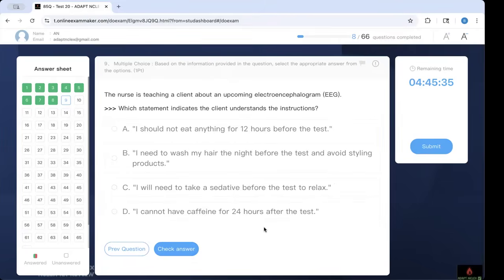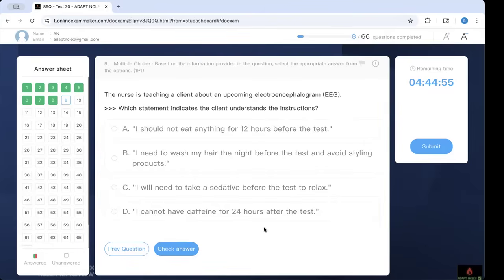And then a nurse is teaching a client about an upcoming electroencephalogram. Which statement indicates the client understands the instruction? EEG means I'm taking a picture of your head. It's like an X-ray. You're checking if I'm having seizures. I cannot eat anything for 12 hours before the test. Well, what do you think? I need to wash my hair the night before the test and avoid styling product. I will need to take a sedative before the test to relax. I cannot have caffeine for 24 hours after the test. What do you think?